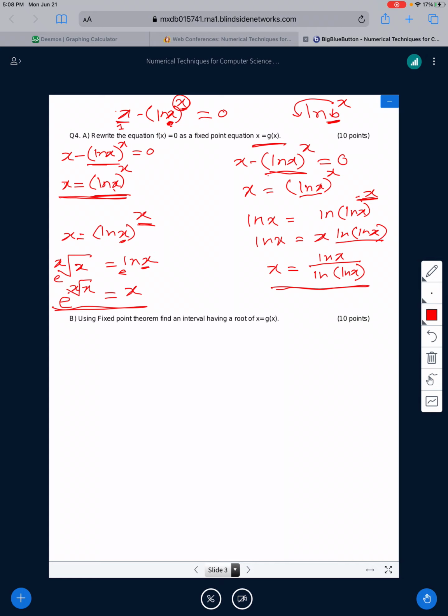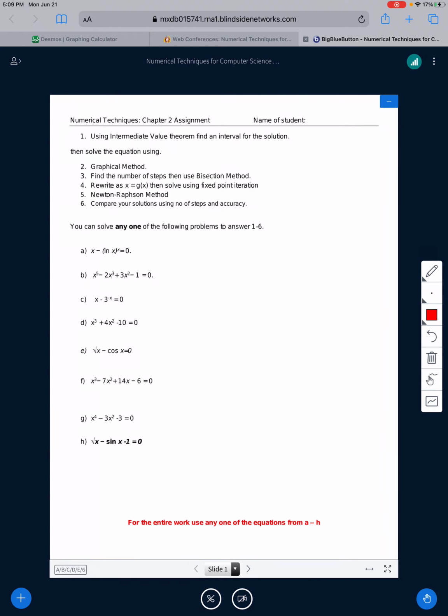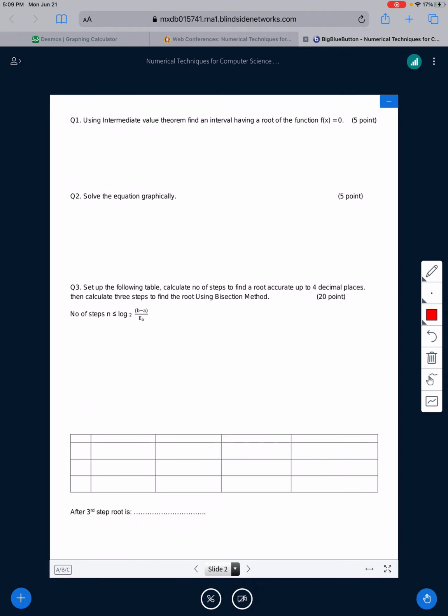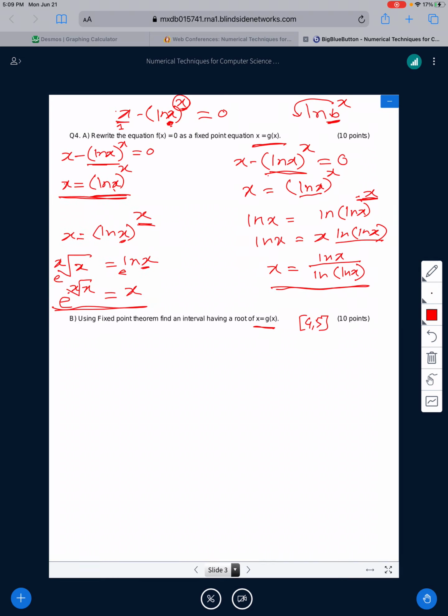So right now we are saying, using the fixed point theorem, find an interval having a root of x is equal to g of x. We already know from the intermediate value theorem that there is a root inside 4 to 5, right? We worked on this problem, that using the intermediate value theorem we found there is a root in 4 to 5. Right now we are trying to use the fixed point theorem.